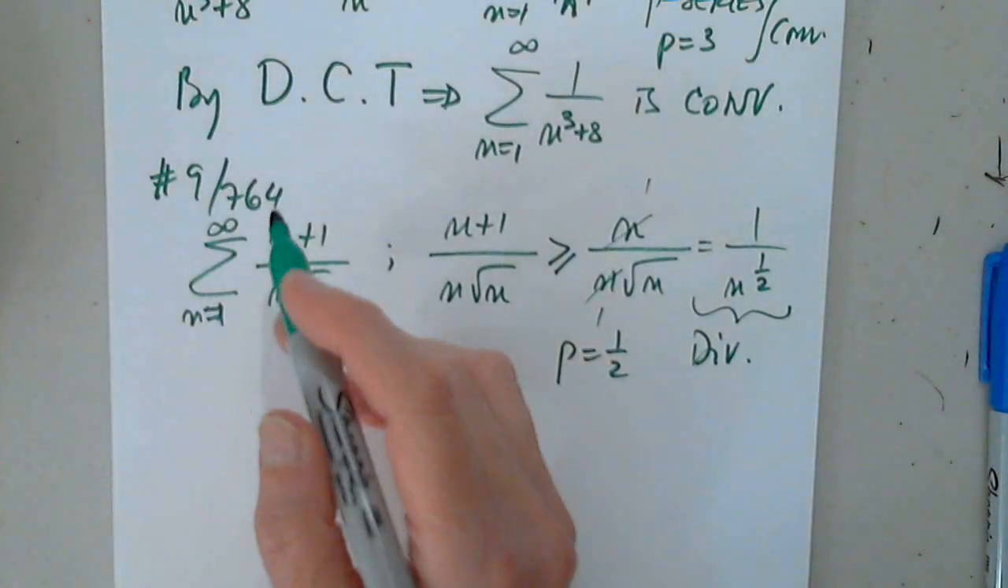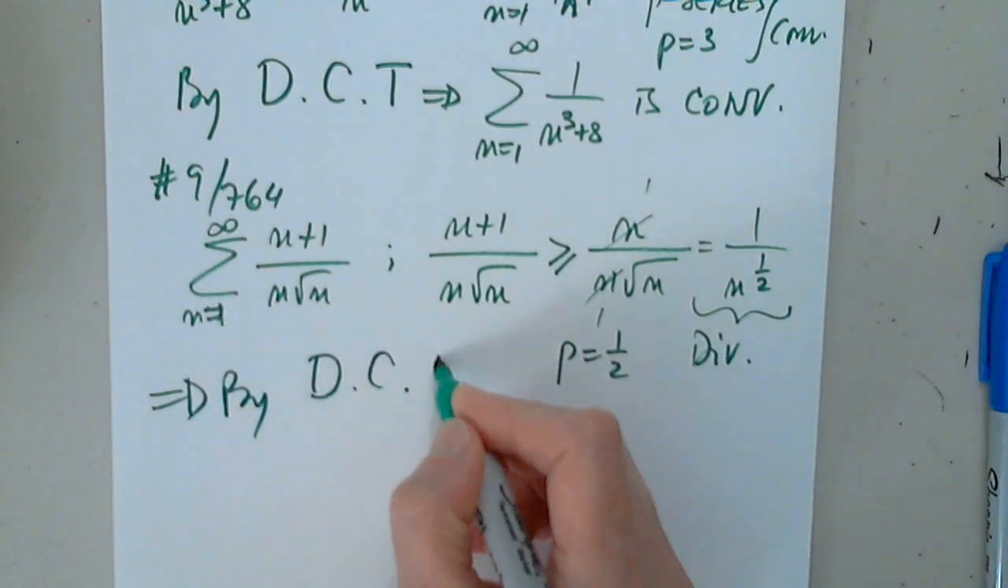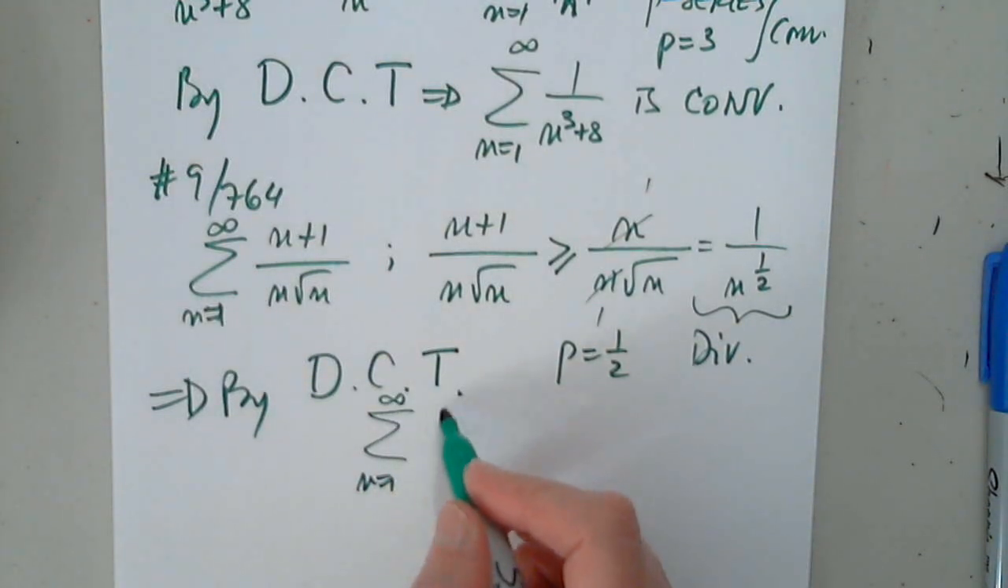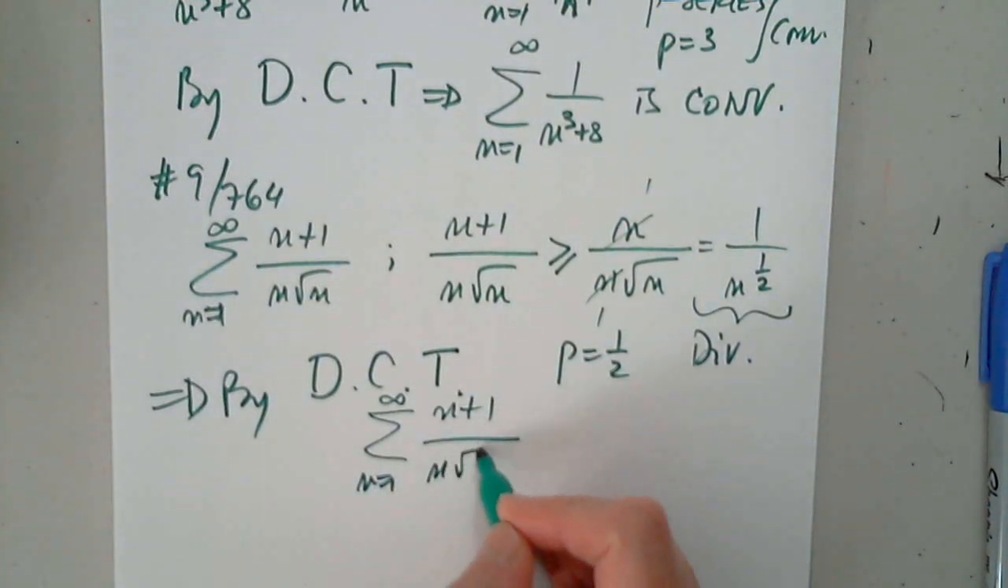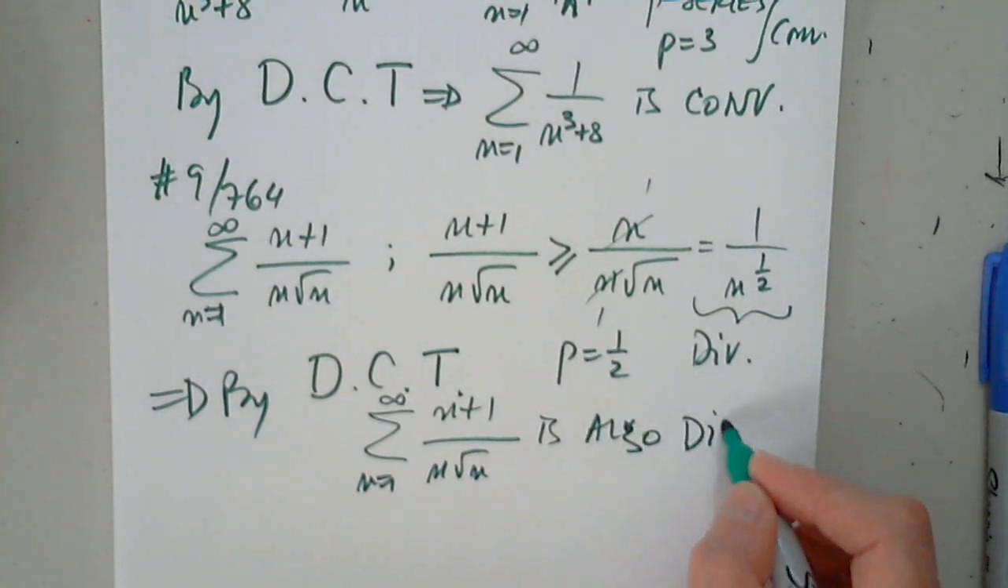So therefore, by the direct comparison test, the sum from n equals 1 through infinity of n plus 1 over the square root of n is also divergent.